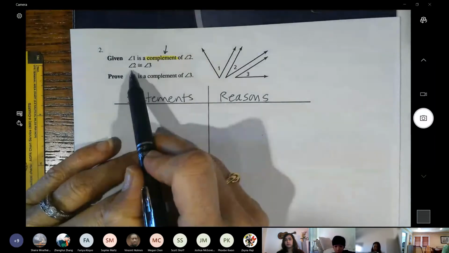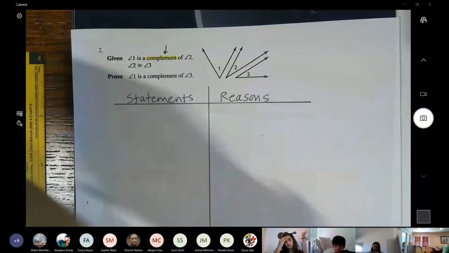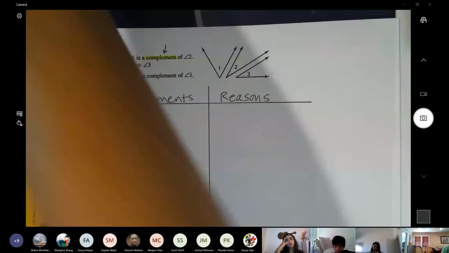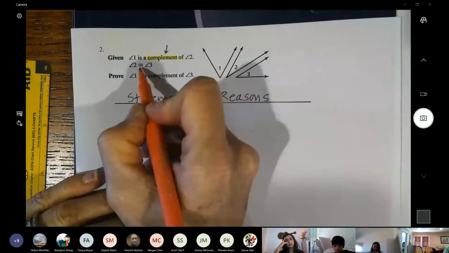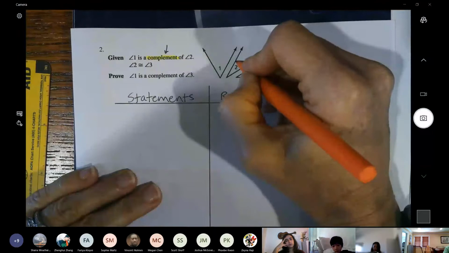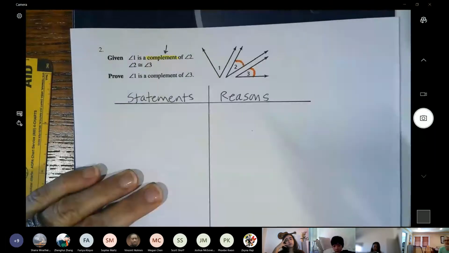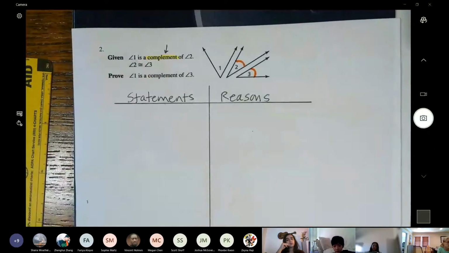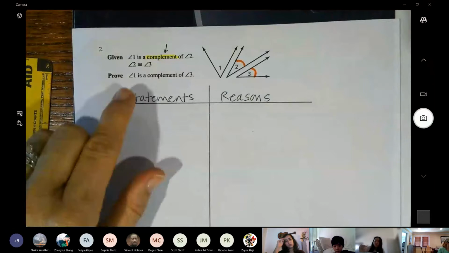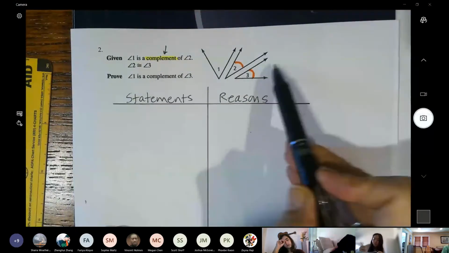But it also says angle 2 is congruent to angle 3. So what I'm going to do over here, I'm going to take a color and mark this congruent statement here. So 2 is congruent to 3. So this tells me they are the same. So I can start right there. Now what I want to get to is that angle 1 is a complement of angle 3.